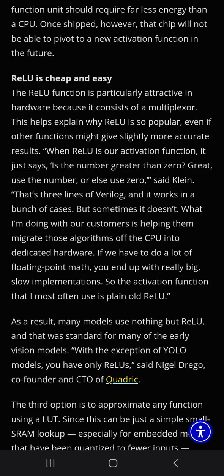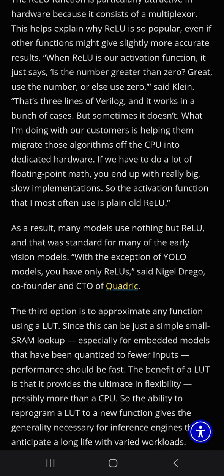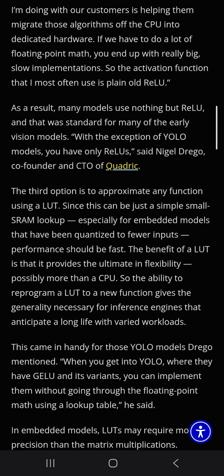What I'm doing with our customers is helping them migrate those algorithms off the CPU into dedicated hardware. If we have to do a lot of floating point math, you end up with really big and slow implementations. So the activation function that I most often use is plain old ReLU. As a result, many models use nothing but ReLU, and that was standard for many of the early vision models. With the exception of YOLO models, you have only ReLUs, said Nigel Drago, co-founder and CTO at Quadric.